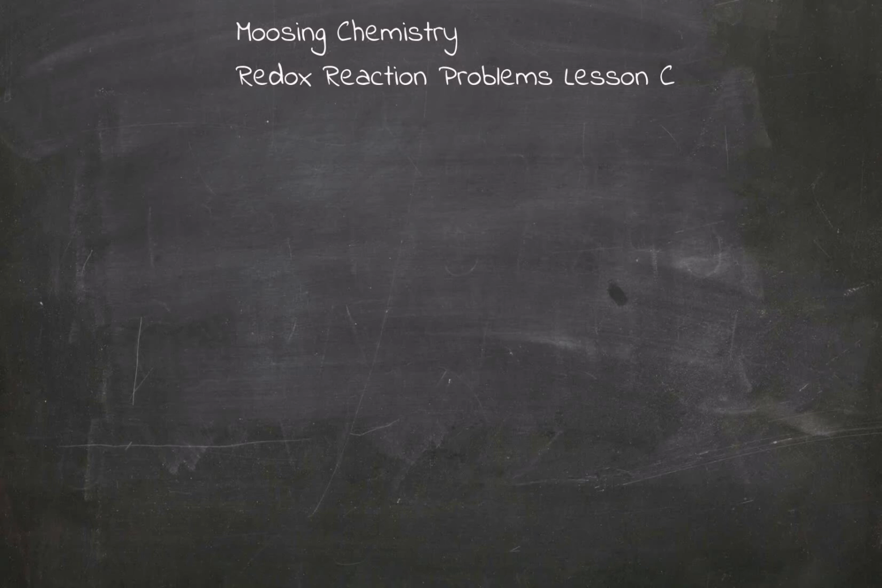This is Redox Reaction Problems Lesson C. So we're going to look at a couple simple problems, and we're going to figure out where oxidation and reduction is taking place. All right, let's look at the problem here of H2.